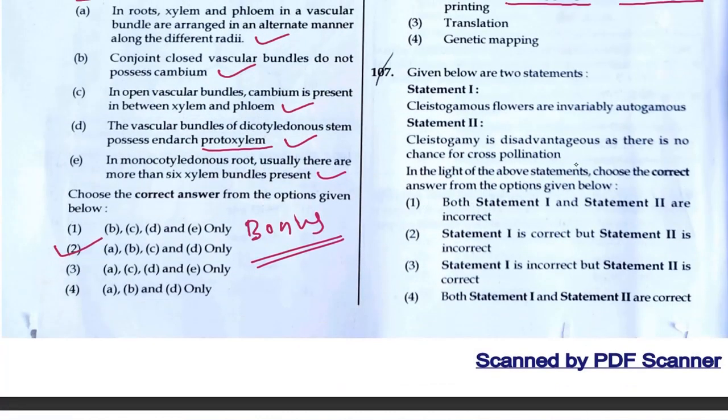Coming to question number 107. Statement 1: cleistogamous flowers are invariably autogamous. It's correct. And statement 2: cleistogamy is disadvantageous as there is no chance for cross pollination. Both the statements are correct, so option 4 will be the correct one.